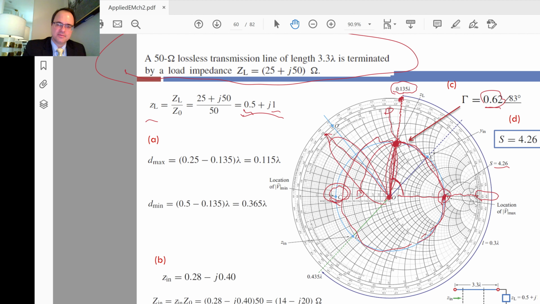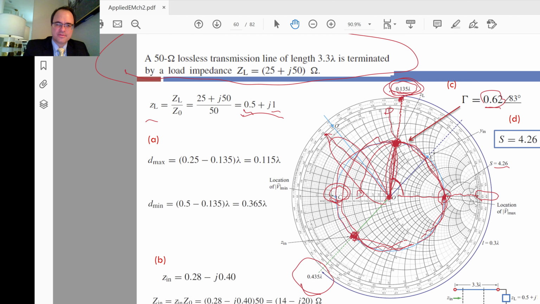And we get back to the same position. And we do that until we get to 3 lambda. And then we're only going down 0.3 lambda down the line to get to our final position right here. So going from here to here, we go down 0.3 lambda beyond what we started with. And so this position is 0.3 plus 0.135, or 0.435 lambda down the line.